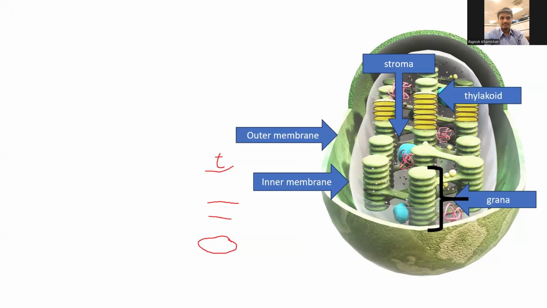Next is this green beautiful structure, which is chloroplast. This is the chloroplast we just talked about.